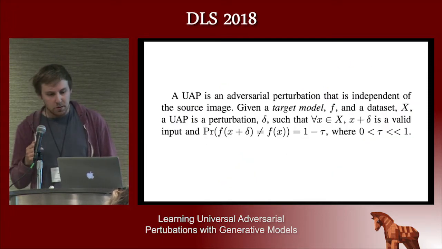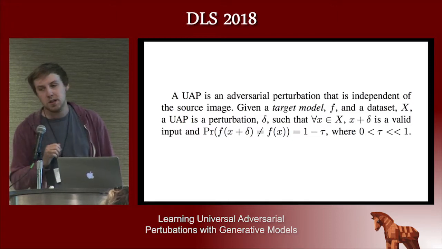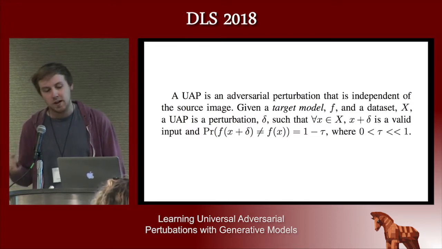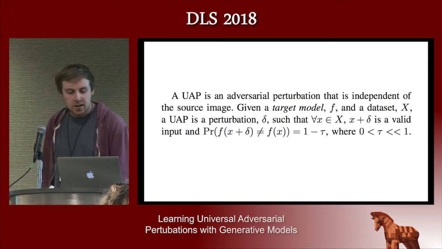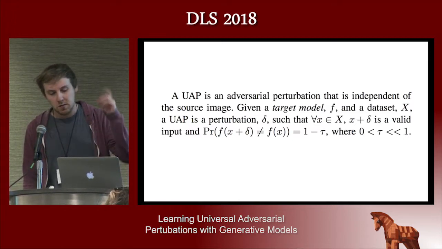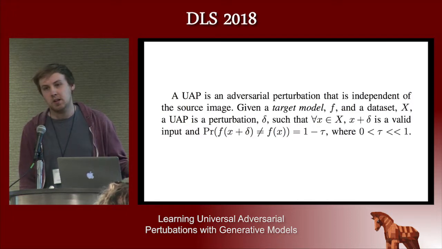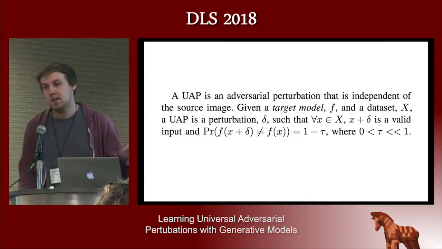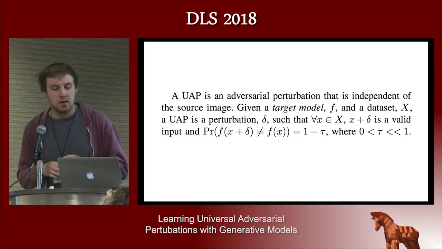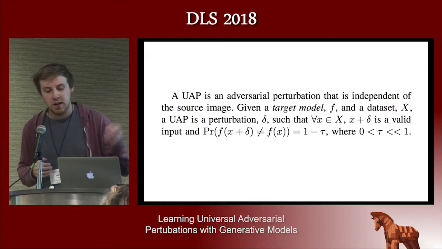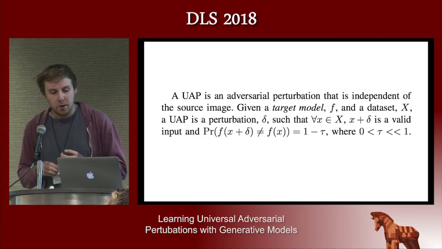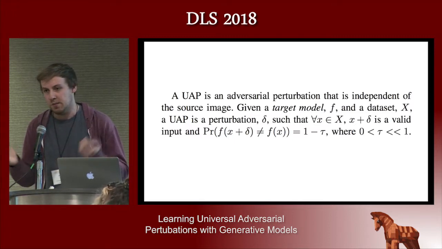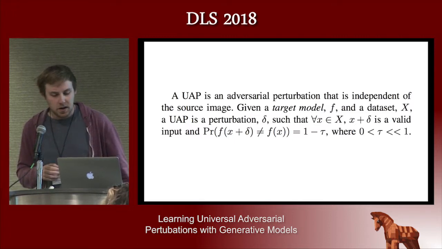Formally, we define a UAP to be an adversarial perturbation that is agnostic to the image it is being applied to. Given a target model and a data set, we construct this single perturbation such that for any image within the data set, the probability that the decision between the original image and the adversarial image is different is quite high. We also constrain it to be within some small Lp norm.